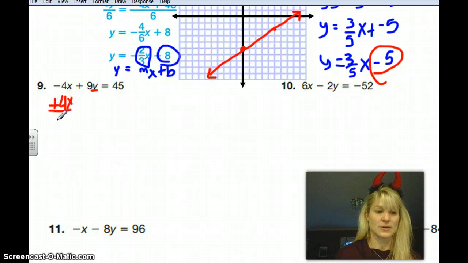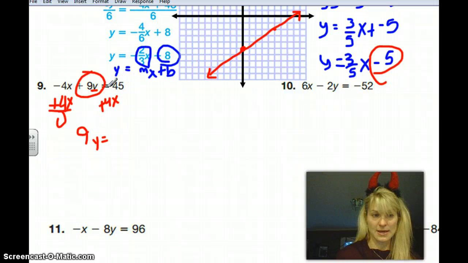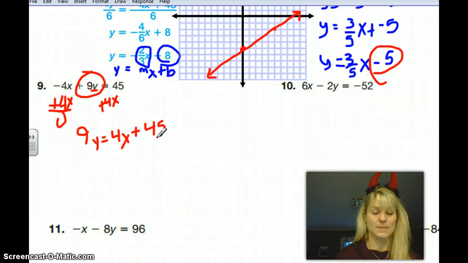So that gives me 0. I'm left with a positive 9y on that side. So I'll do 9y. I'll bring down this equal sign here. And since I added 4x here, I'm going to have to add 4x here. And I know that these are not alike, so I'm going to write that 4x first because I know that coefficient 4 is my slope, or will be my slope. And then I have that 45, which is going to be my y-intercept.